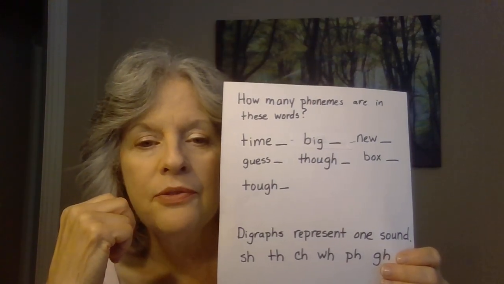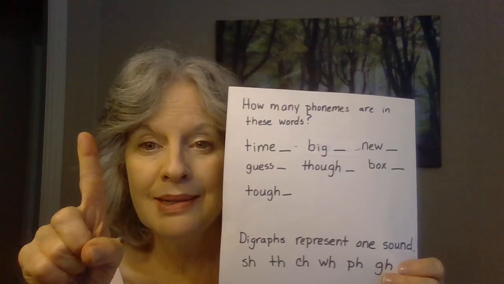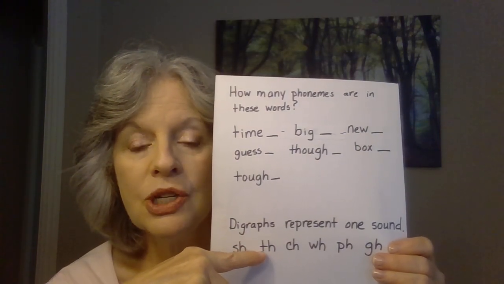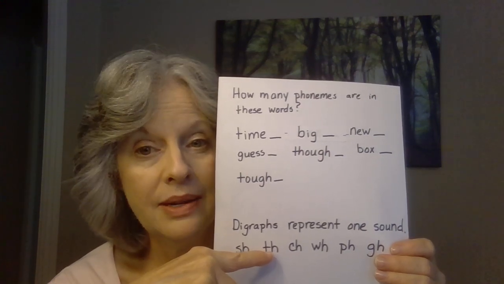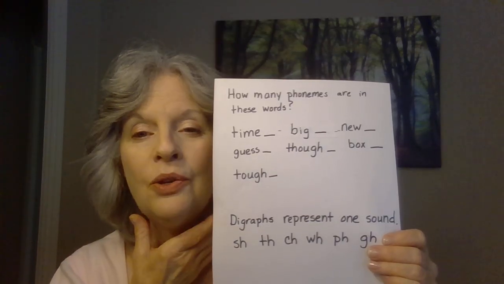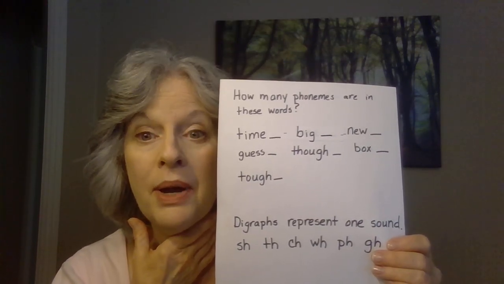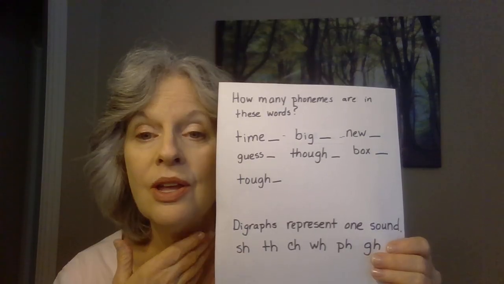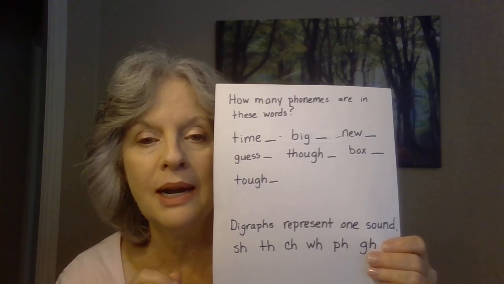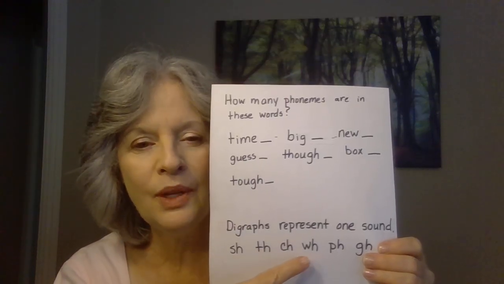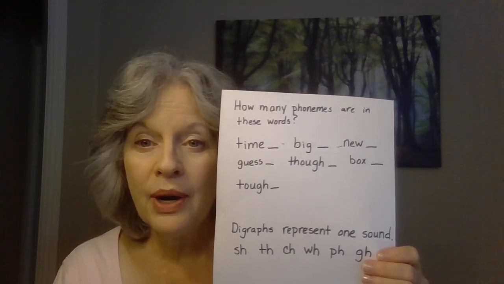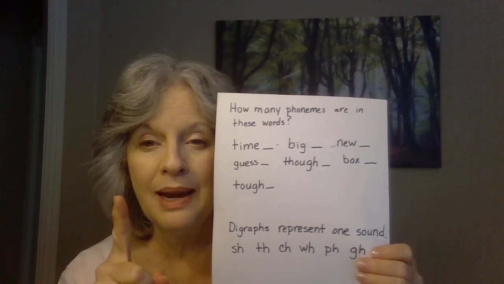So a digraph is two letters that make one sound, such as sh, th. And th can be vocalized or not vocalized in the English language. So th, if you'll put your hand on your neck, th, you can feel it vibrating when you say it that way. But th can also be th, and there's no vibration with that. Two different sounds, but it's the same digraph. Ch. So these digraphs have two letters but one sound.